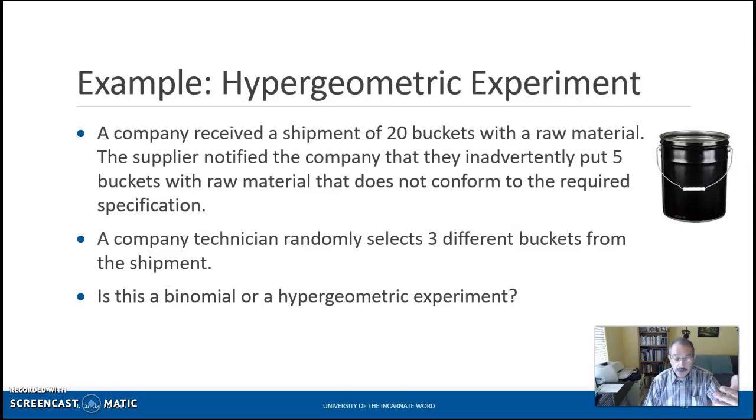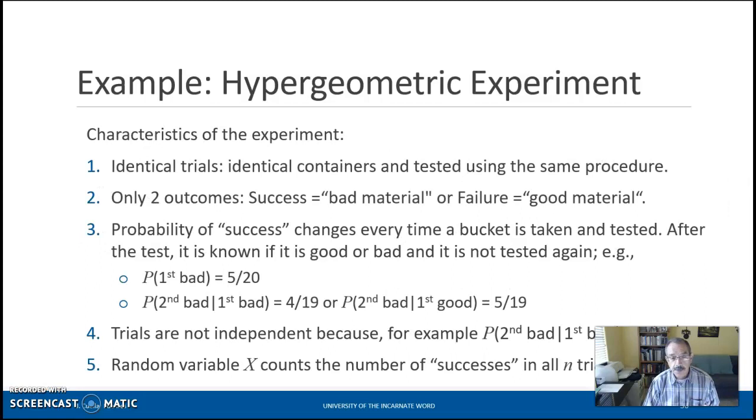To do that, we need to analyze the description of the experiment. If you remember, when we talked about the binomial experiment, we have 5 characteristics. Let's see if those 5 characteristics of the binomial experiment are met. All right, number one, we can say that we have identical trials because these containers are identical, so we don't know which container has bad material or good material, and they're tested exactly in the same way. They follow the same procedure to test them. So we can say that we have identical trials. We have only 2 outcomes: either the material in the bucket is bad or it is good.